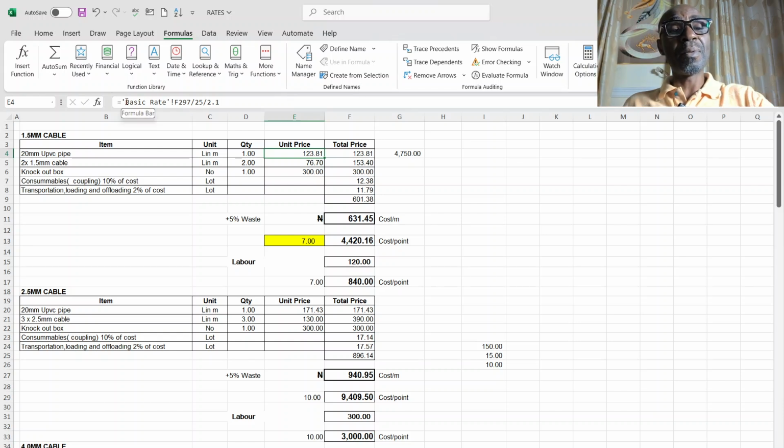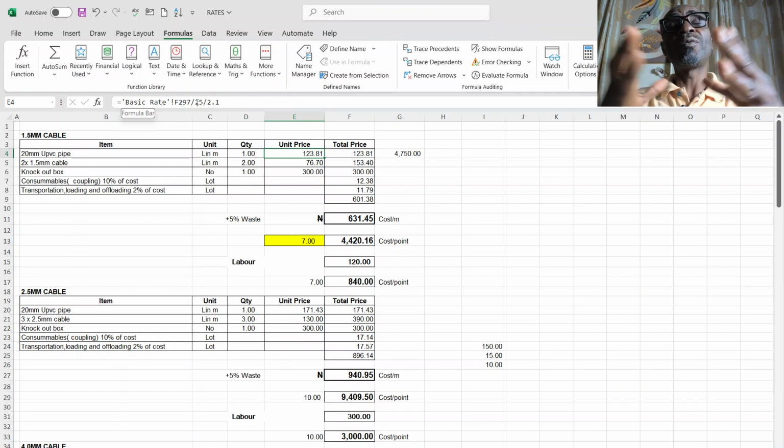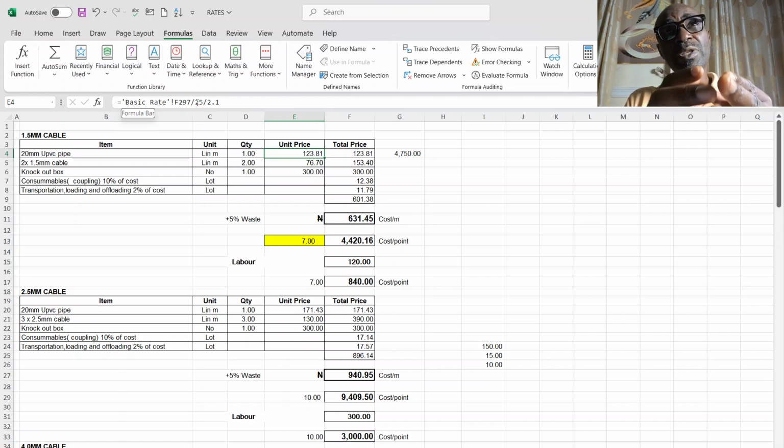This rate is coming from my schedule of basic rates. I divided it by 25 by 20 and divided again by 2.1, meaning that I went to the market and asked for the price of a bundle of PVC pipe. The height of those pipes is 2.1. They told me a bundle of 25 is a certain amount. Then I divided the amount of the bundle of 25 by one of the pieces, and it gives me the cost per meter. And the same thing equally I did for cable.